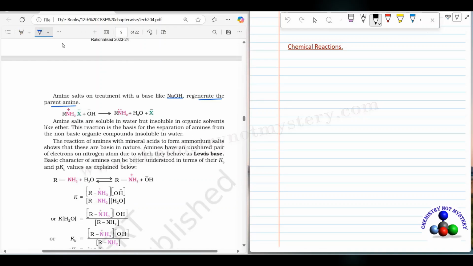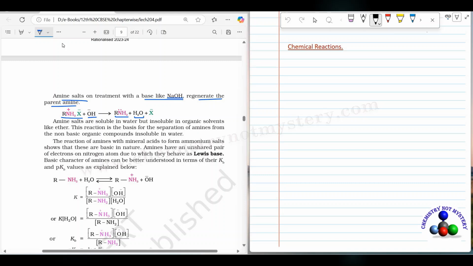RNH3 positive X negative. This is amine salt. When it is treated with OH negative ion, which represents base, this base abstracts H plus from this amine salt and removes water molecule and regenerates alkyl amine, and X negative ions are removed. So that's how amine salts on treatment with base like NaOH regenerate the parent amine.